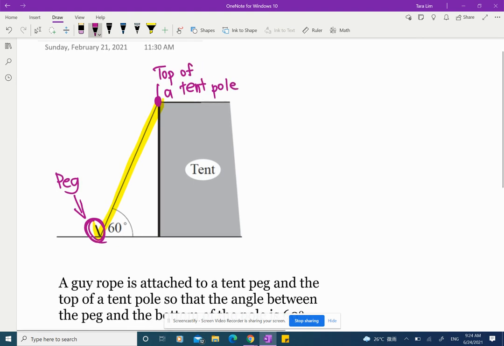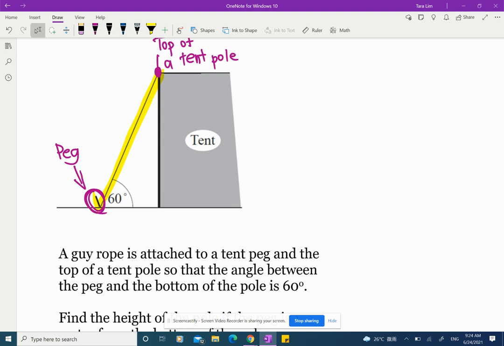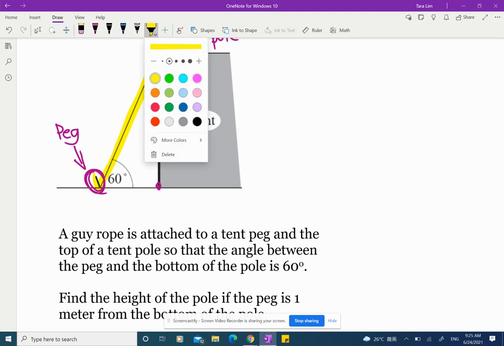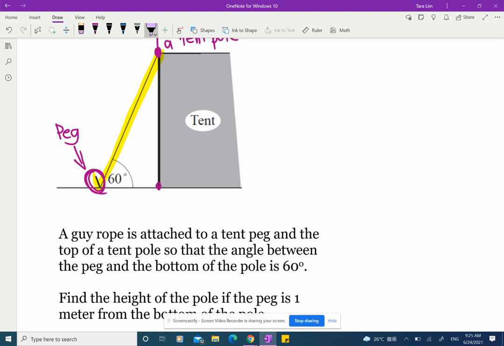Okay, so it says a guide rope is attached to a tent peg and the top of the tent pole. The angle between the peg and the bottom of the pole. So the bottom of the pole, which is here, we know that this, let me use another color. So the pole, let's say the pole is purple. So the pole is here. This is the pole. And the yellow one is the rope.